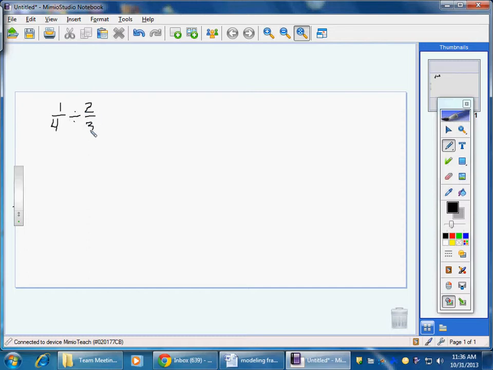2/3. So there are a lot of different ways to model that, but one of the most important things that we want to get out of the model is what the question is really asking: how many 2/3 groups or pieces are in 1/4. So what I'm going to make real sure is that my model shows that very same thing.